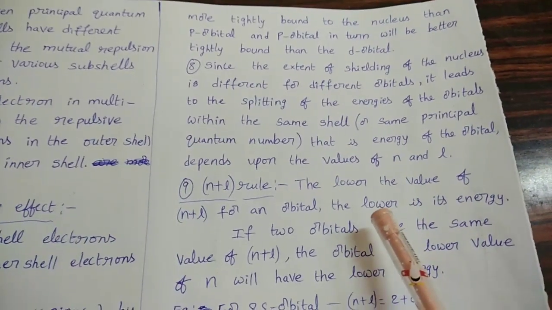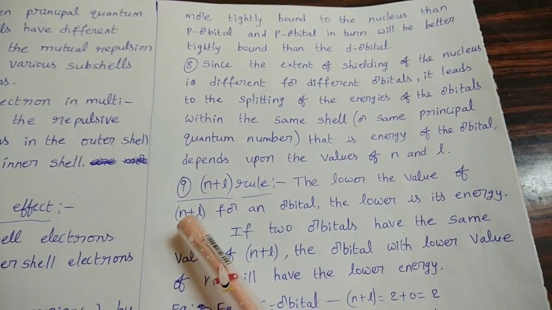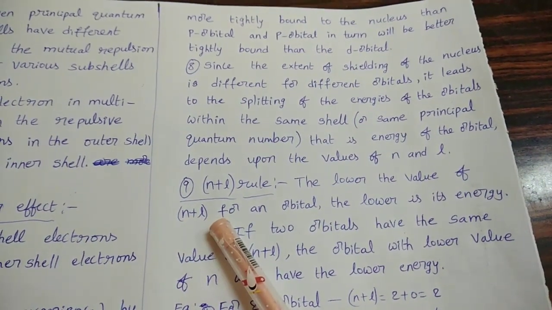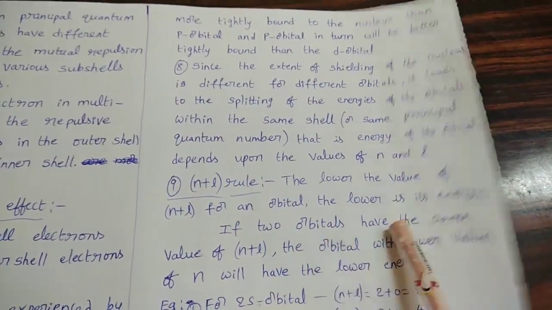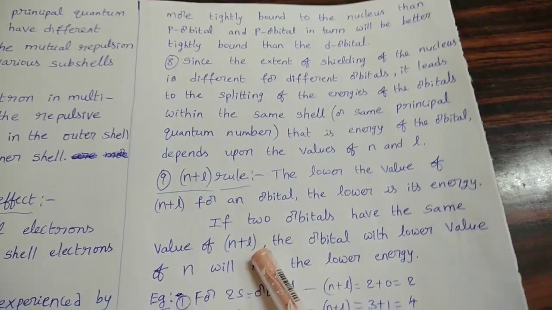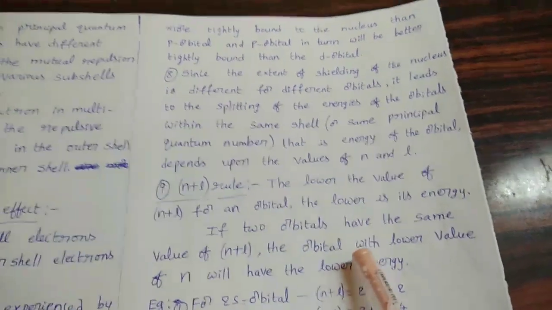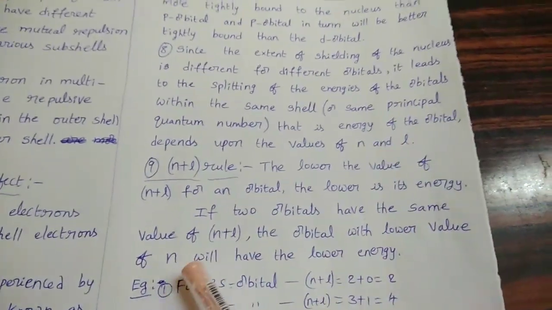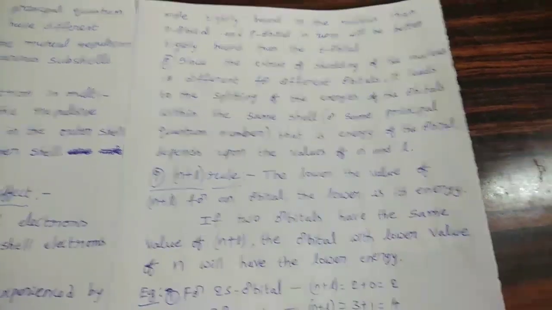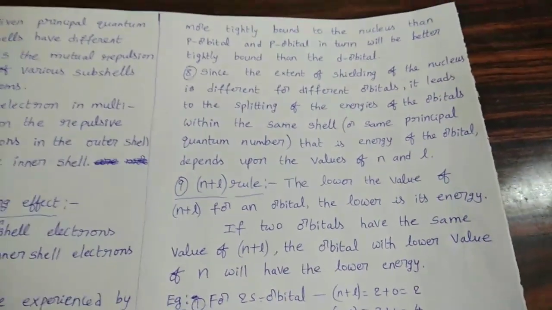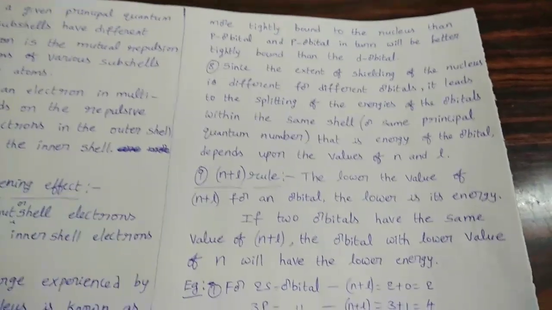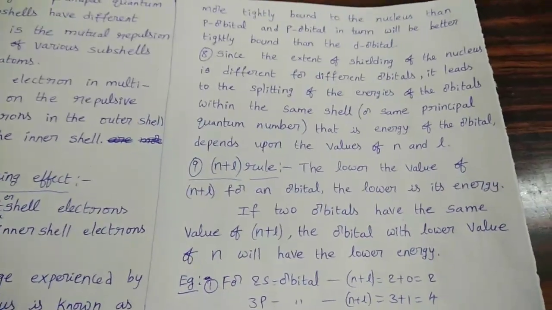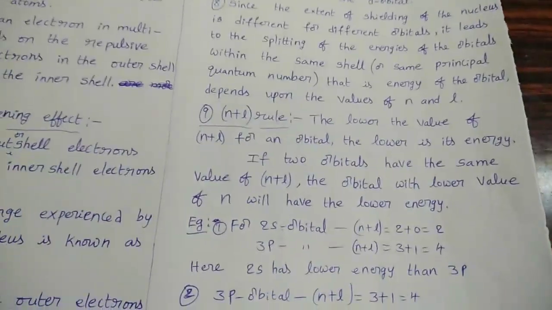For a particular orbital, if the n plus l value, the sum of principal quantum number and azimuthal quantum number, is lower, then it has lower energy. If two orbitals have the same value of n plus l, then the orbital with lower value of n will have lower energy. Two different orbitals have the same n plus l value. In that case, the orbital which has lower principal quantum number has lower energy. See the examples.